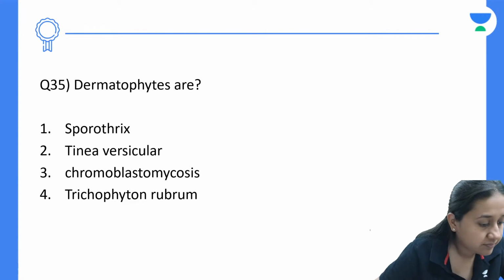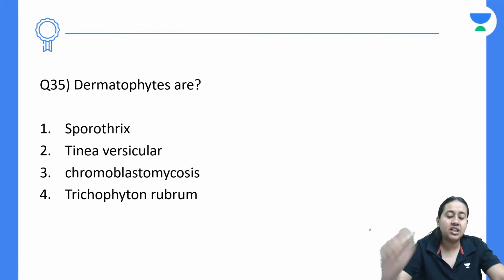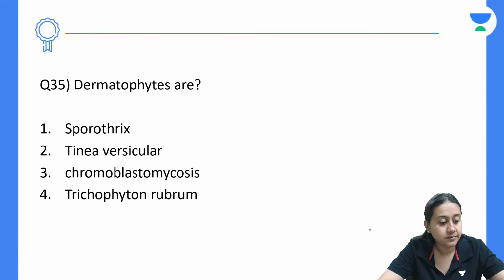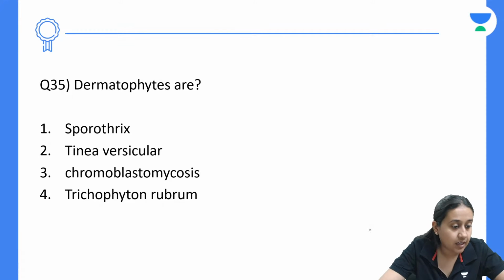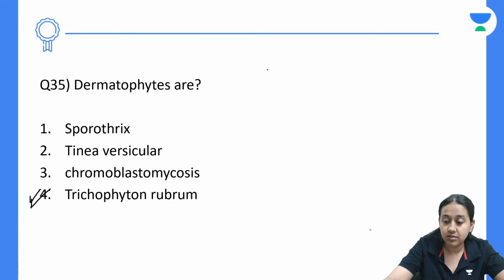Dermatophytes are, tell me the answer. What is a dermatophyte? Sporothrix, tinea versicolor, chromoblastomycosis or Trichophyton rubrum. We have discussed that there are three species. Very nice, Ruhi, Ashima, Adiba. Dermatophytes are amazing. The correct answer is the Trichophyton species. Trichophyton.